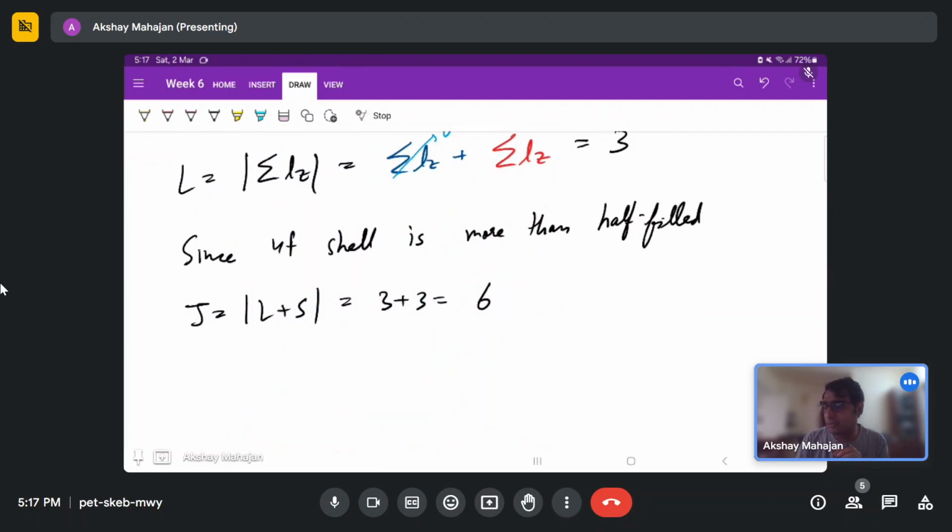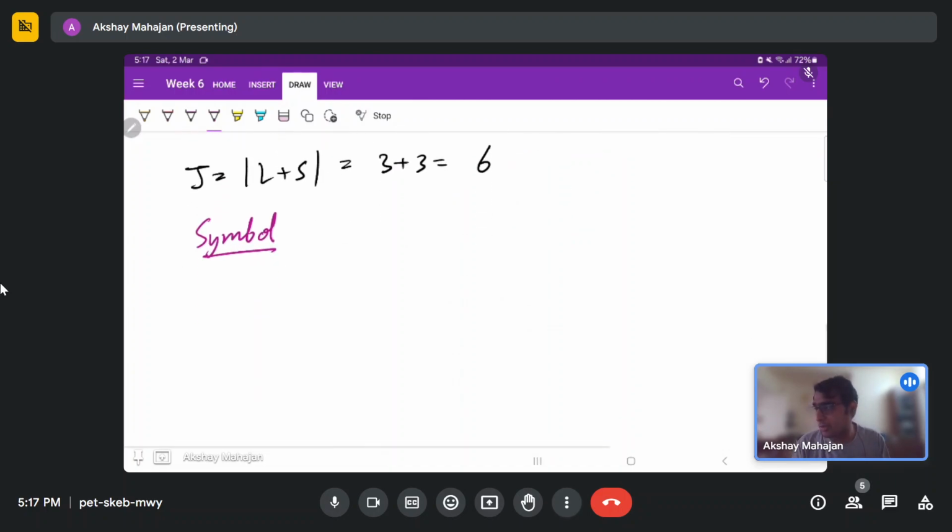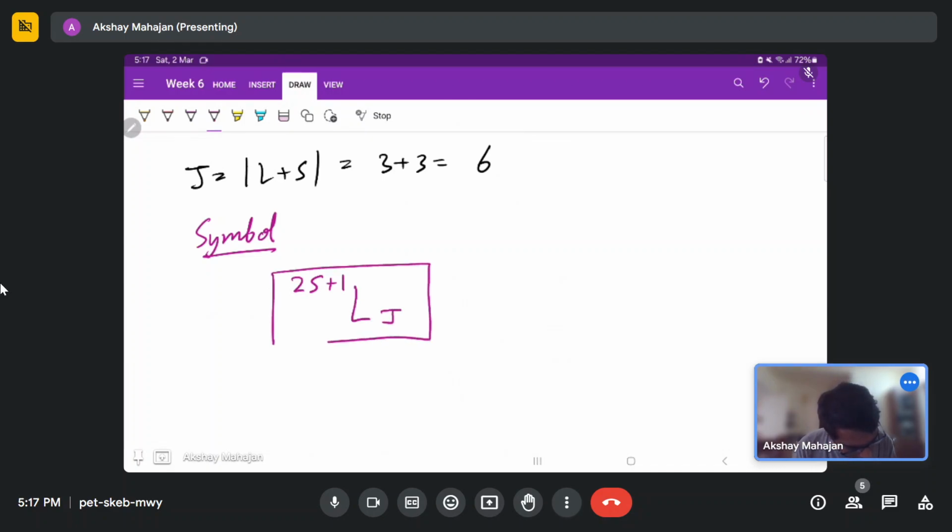So for the symbol, how do we write the symbol for the ground state? The symbol is given by this formula: 2S plus 1, capital L, and J. So this is how we define the symbol for different atoms and ions according to their L, S and J value. So this is the symbol that is used.